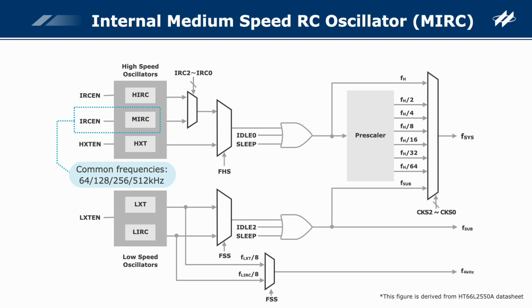The internal medium-speed RC oscillator can be selected as the high-frequency clock source by setting the IRC2 to IRC0 bits in the IRCC register, with a value from 100 to 111, and by clearing the FHC bit in the SCC register to 0. For details on how to configure the internal medium-speed RC oscillator, please refer to the internal high-speed RC oscillator part.